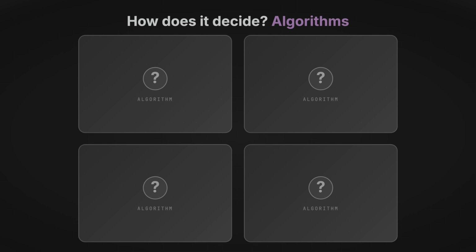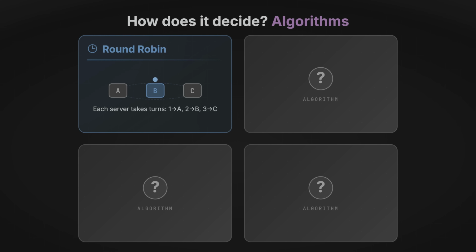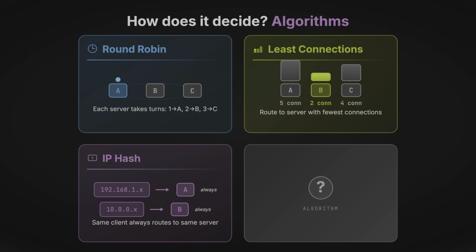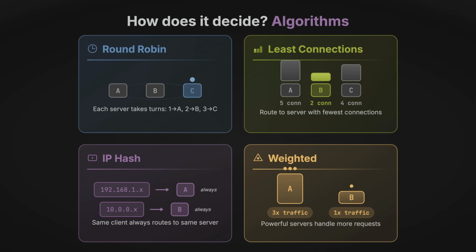How does it decide where to send each request? Algorithms. Round robin. Each server takes turns. Request 1 goes to server A, request 2 to server B, request 3 to server C, then back to A. Simple, works well when servers are identical. Least connections. Send to whichever server is currently handling the fewest requests. Better when some requests take longer than others. IP hash. Same client's IP always routes to the same server. Useful for session stickiness, though stateless architecture is generally a better approach. Weighted. Some servers get more traffic than others, useful when your servers have different capacities.